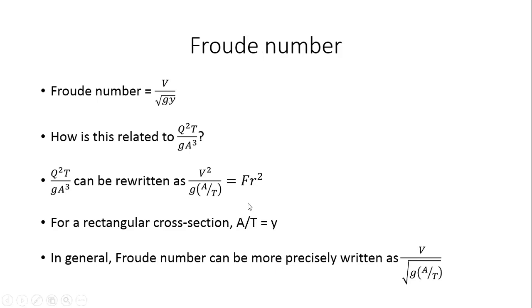Of course, I wrote it in short form as V by under root G y because in the initial slide, I didn't want to confuse you all too much. But this term and this term are exactly equivalent. For a rectangular cross section, you can still write it as under root G y, but for a general cross section, it is more appropriate to write it as under root G A by T.